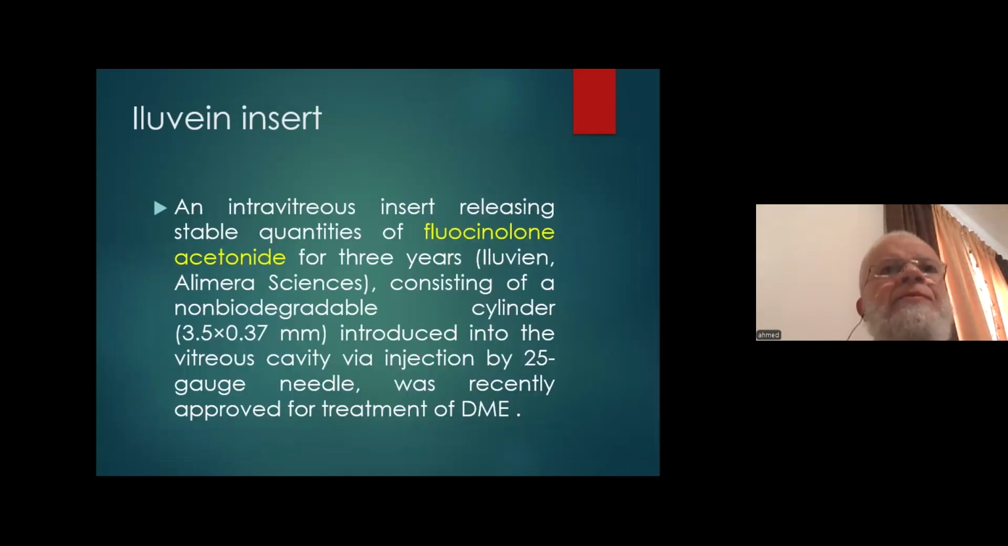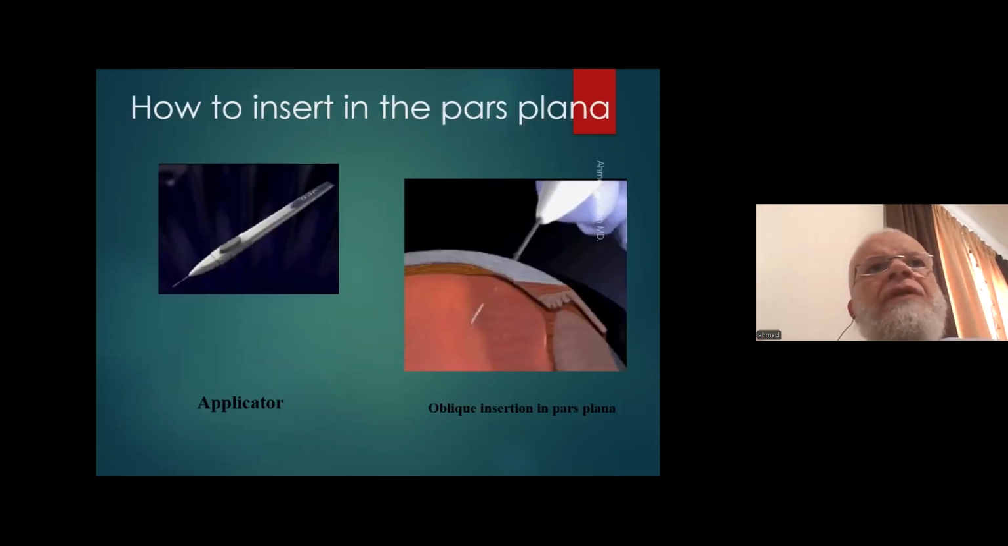Two types of steroids are used: the fluocinolone acetonide or the Iluvien insert, or the Ozurdex, which is a dexamethasone implant, both of which are injected by an applicator to the inside of the eye, and they remain active for several months, leading to a cure of the diabetic macular edema for a long duration.